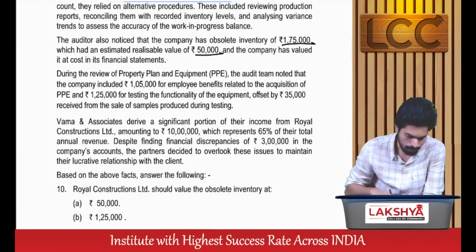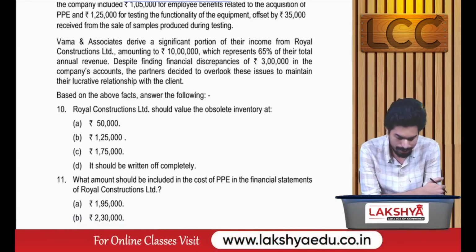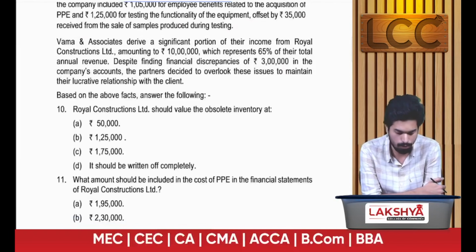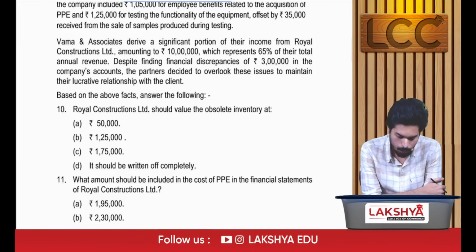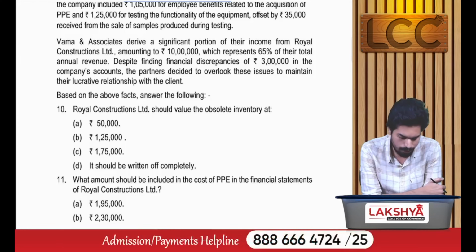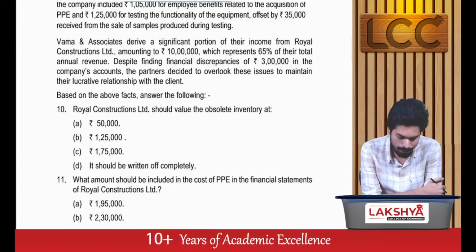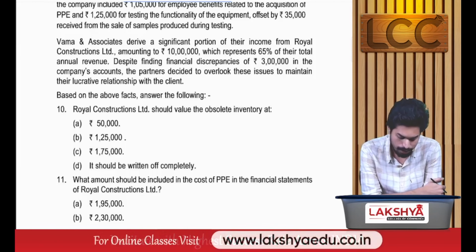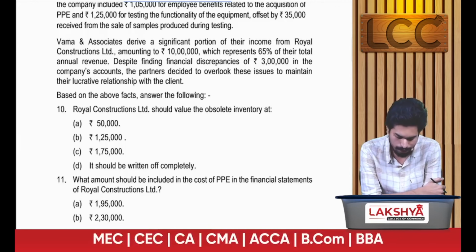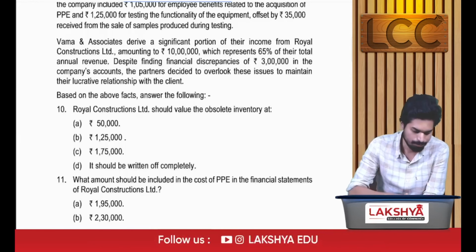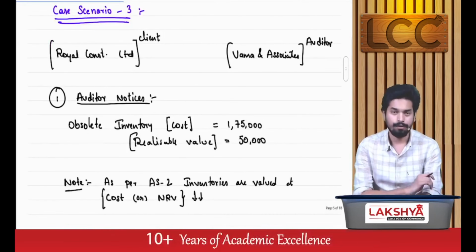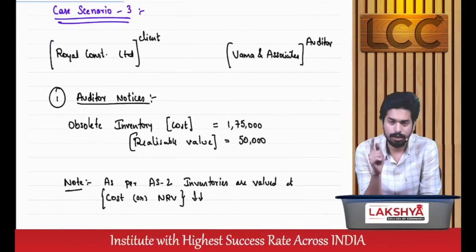Next, Vama and Associates derive a significant portion of their income from Royal Constructions Limited, amounting to 10 lakh, which represents 65% of their total annual revenue. Despite finding financial discrepancies of 3 lakh in the company's accounts, the partners decided to overlook these issues to maintain their lucrative relationship with the client. Now, the key points are: first of all, our client is Royal Constructions Limited and auditor Vama and Associates.